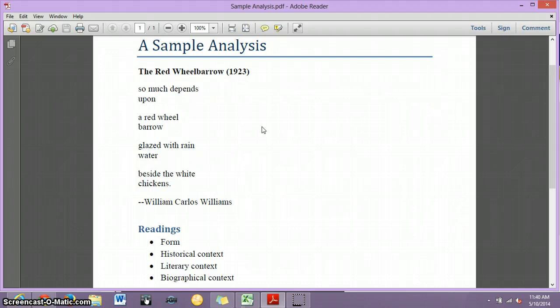So the next reading I have listed is the historical context. So this poem was written in 1923. What's going on about that time?